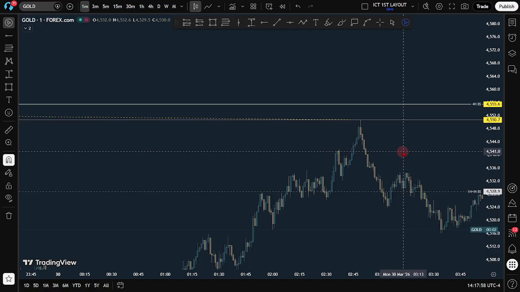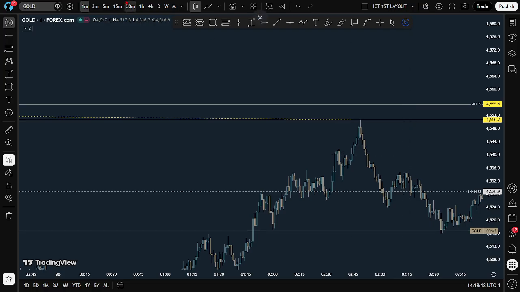London is from 2 a.m. to 5 a.m. So the highest high from 2 a.m. to 5 a.m. is called the London high, and the lowest low from 2 a.m. to 5 a.m. is called the London low. Then we also have previous day high and previous day low, which is the highest point of the previous day and the lowest point of the previous day.